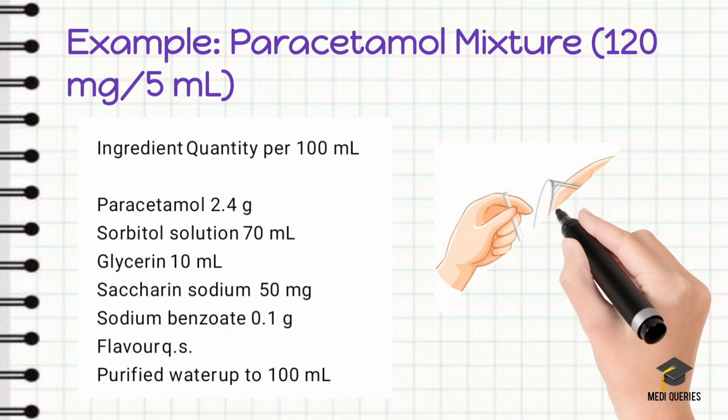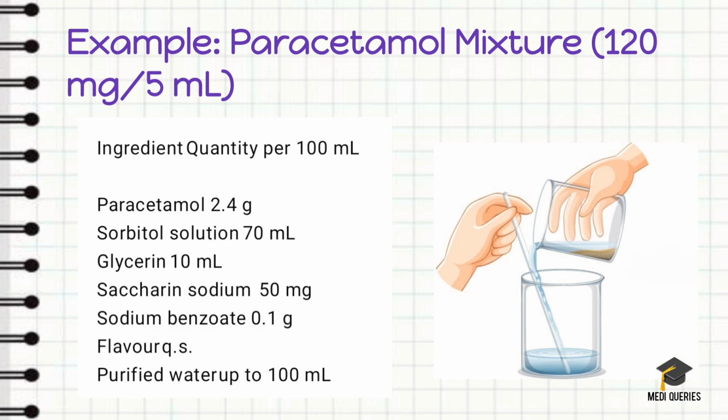Let us see one example formula for the preparation of this mixture, that is a paracetamol mixture, 120 mg per 5 ml. So what does this formula have? Paracetamol 2.4 grams, sorbitol solution 70 ml, glycerin 10 ml, saccharin sodium 50 grams, sodium benzoate 0.1 grams, flavor quantity sufficient, purified water up to 100 ml. So this is the formula given for 100 ml. We need to calculate it for 5 ml.